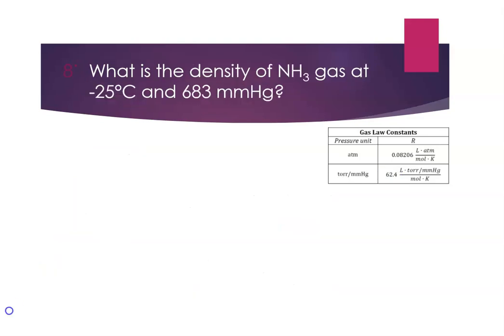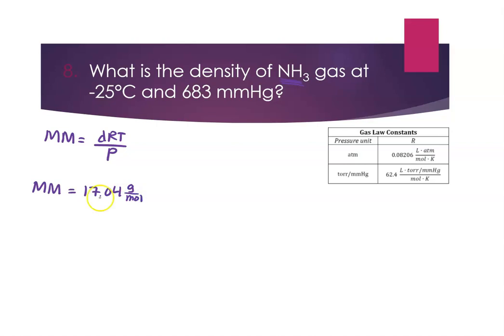All right, so this says, what is the density of NH3 gas at negative 25 degrees Celsius and 683 mmHg? So here we are solving for density. So again, we're going to need to use the MDRTP equation. So molar mass is not given, but we can't have 2 variables. We're already solving for density, so we can't also solve for molar mass. But what I do know is that it's NH3 gas. So I do know how to find molar mass, so I can find the molar mass of NH3 gas.